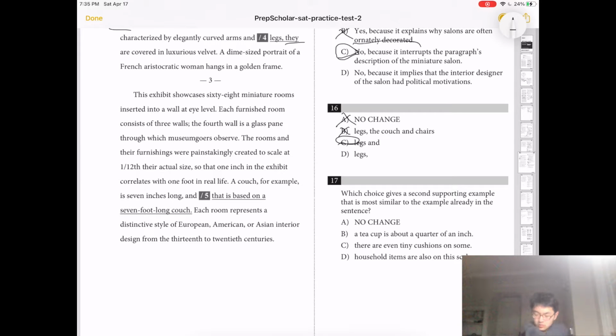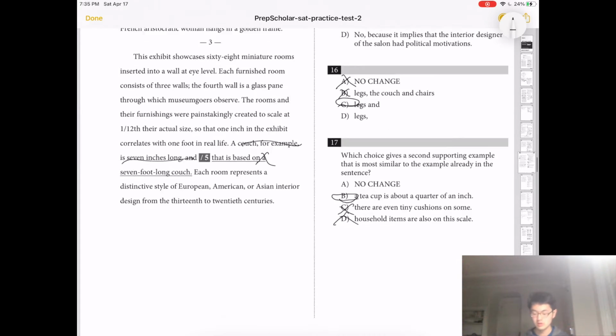Number 17, which choice gives us a second supporting example similar to the first one? So couch, for example, is 7 inches long. That's not a similar example. We want another one that's like, something really big is made really small. So the answer would be B. It's not C because C and D don't talk about inches. It's just a summary, you know.